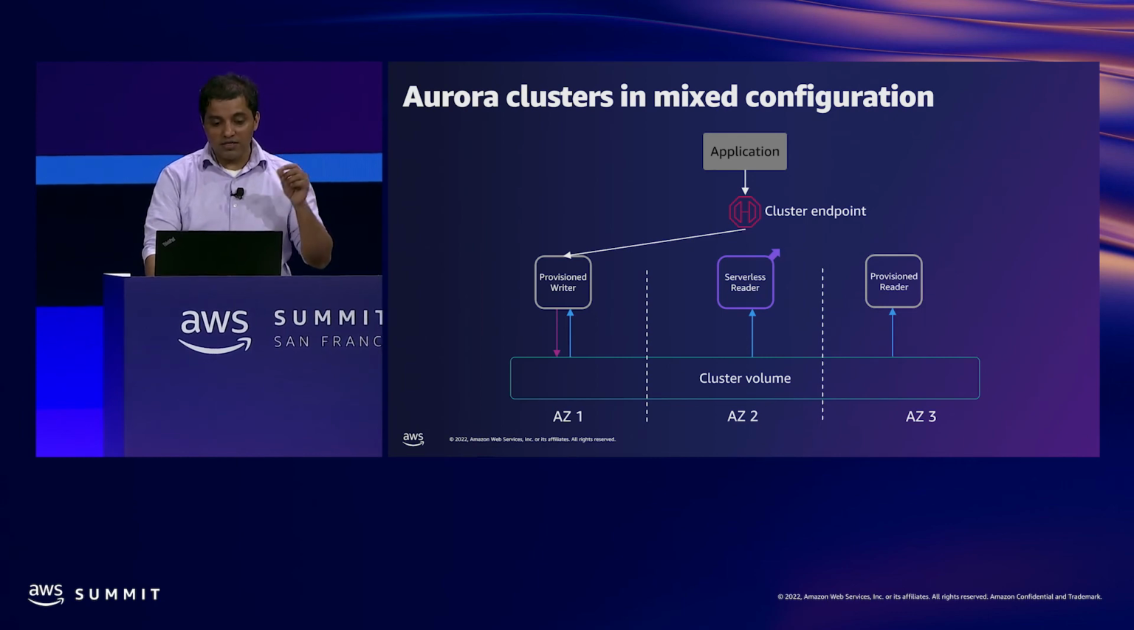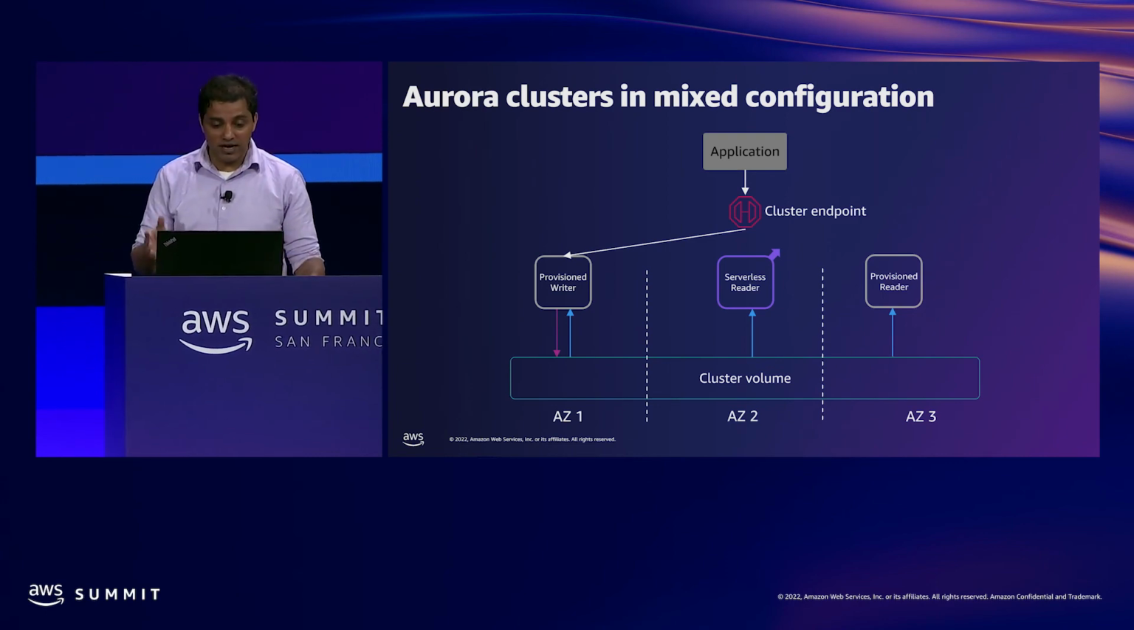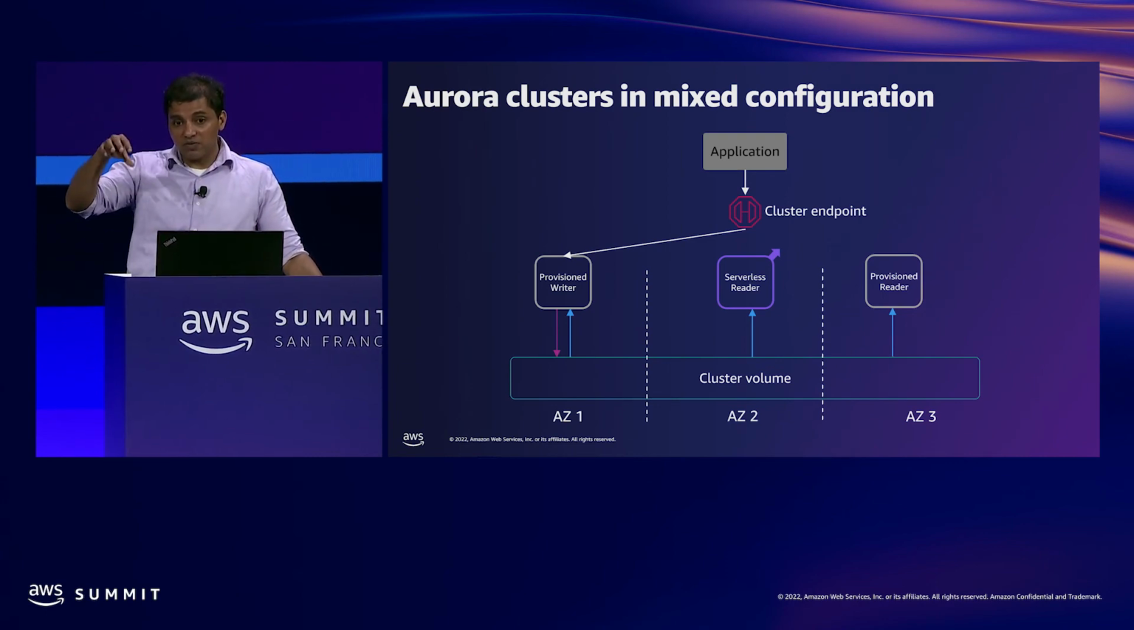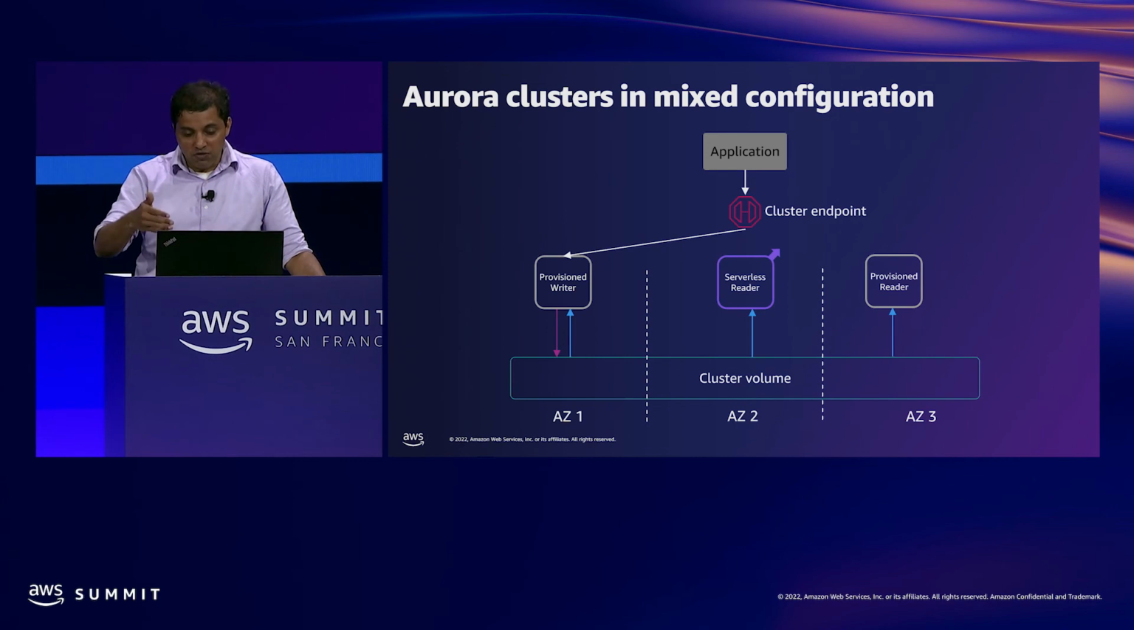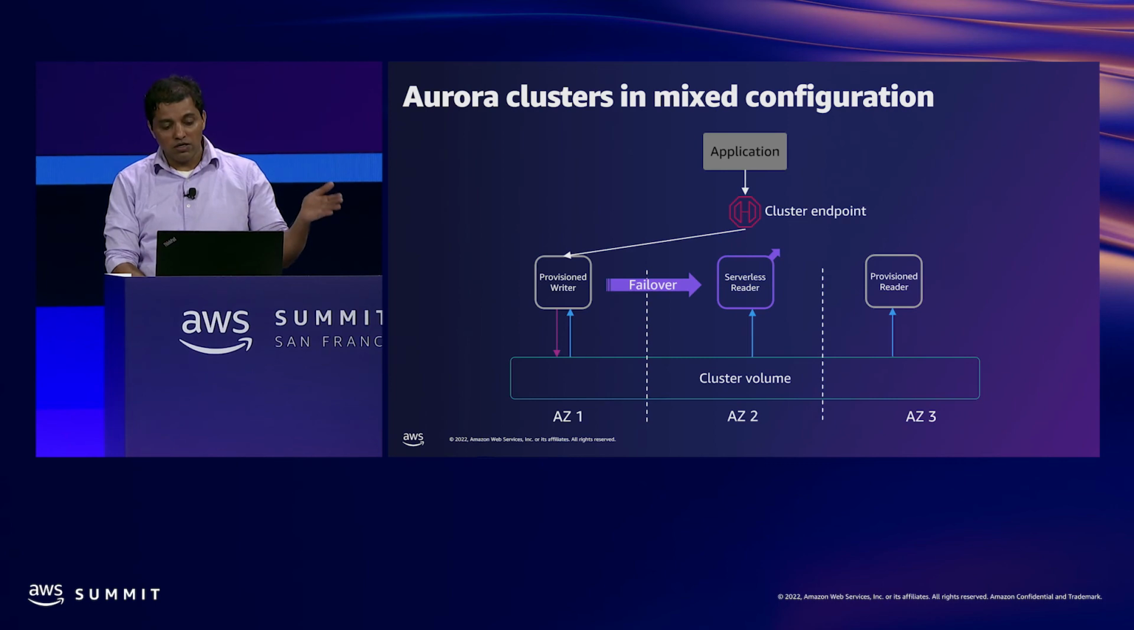What we call here is an Aurora cluster in a mixed configuration. As you can see in the diagram here, we can attach a serverless instance to your existing RDS database. If you have a provisioned writer and a provisioned reader, you can add a serverless reader on the same cluster. And if you're ready to switch over, all you need to do is a failover to that serverless reader. Upon failover, it will turn into a writer instance.